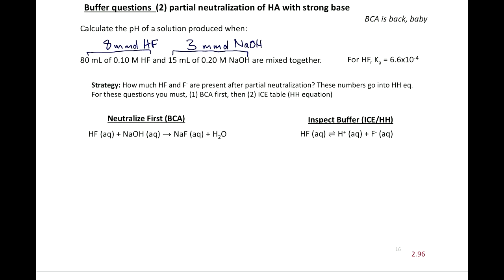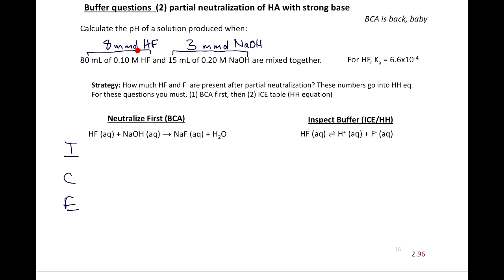So the first thing we need to do is use these numbers, neutralize the system first, figure out how much acid and conjugate base I have, then do your ICE table. Basically just put those numbers in the afterline in your Henderson-Hasselbalch. So here's the neutralization reaction first.